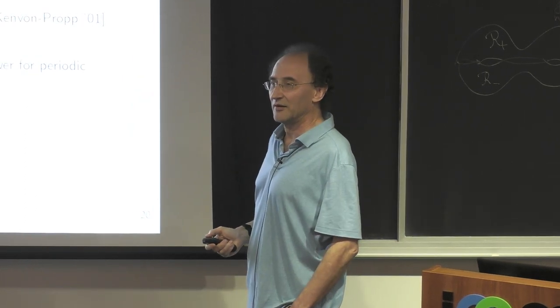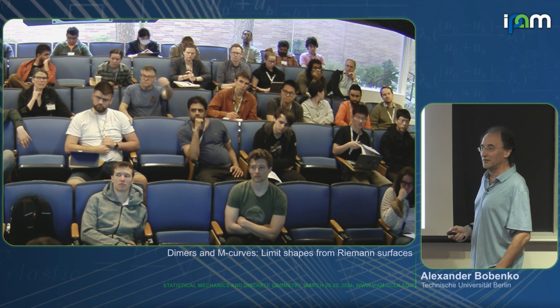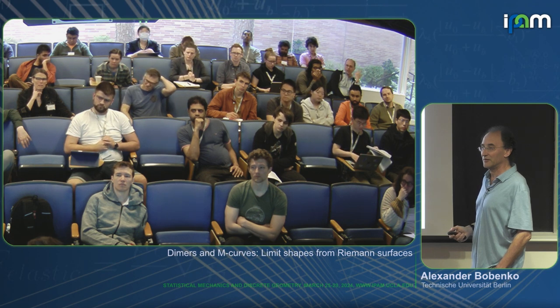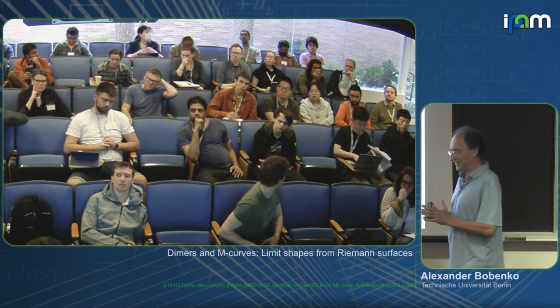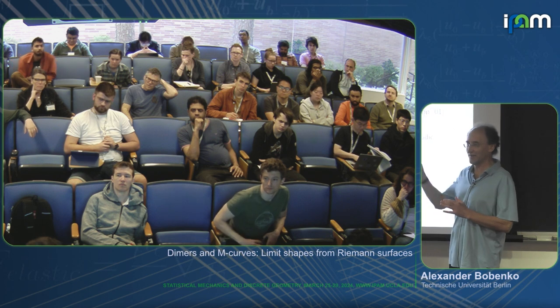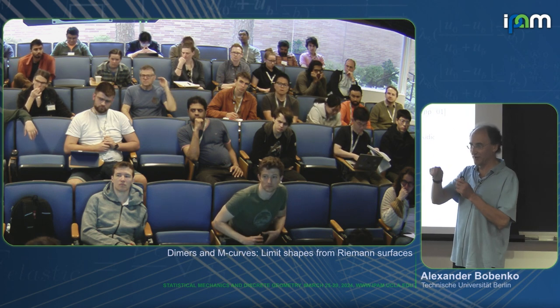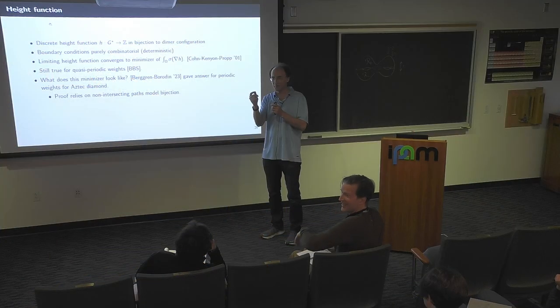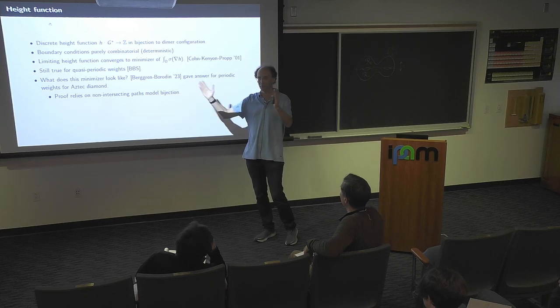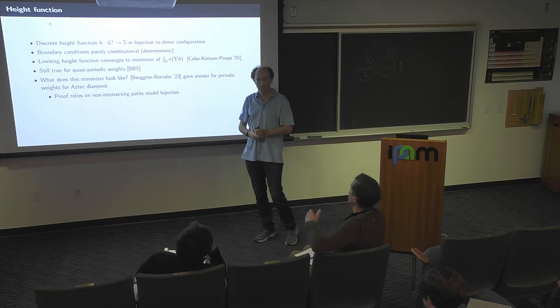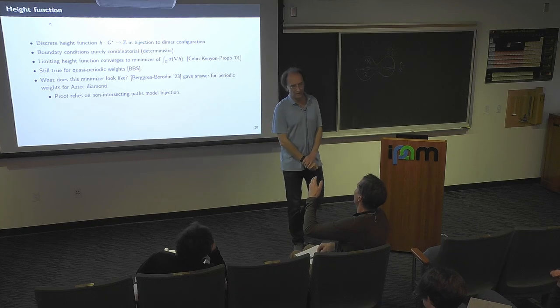So the weights change a lot across the Aztec diamond? How much are the weights changing across your Aztec diamond from one side to another? This is the thermodynamic limit. What we are considering is that you take a fundamental domain, and the weights are quasi-periodic on this fundamental domain, but in the diamond you have many copies of this, and you take the limit. I think the question is, when you say quasi-periodic, what it means is almost periodic.